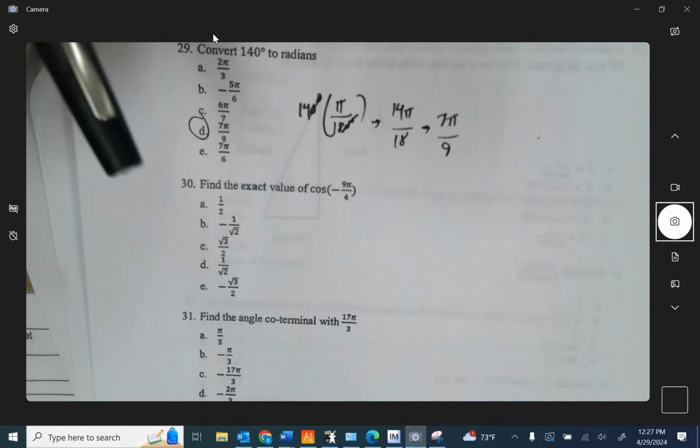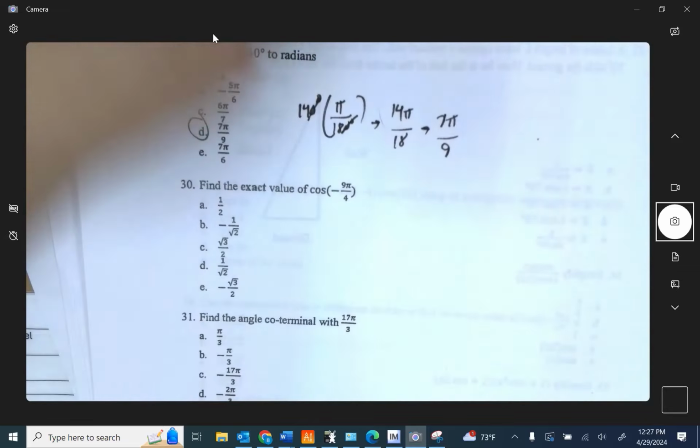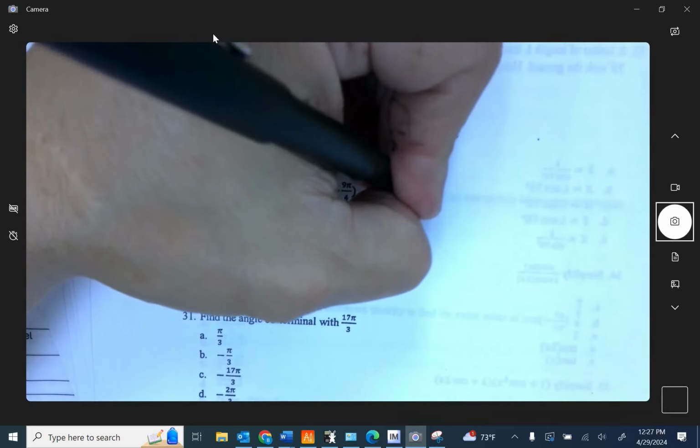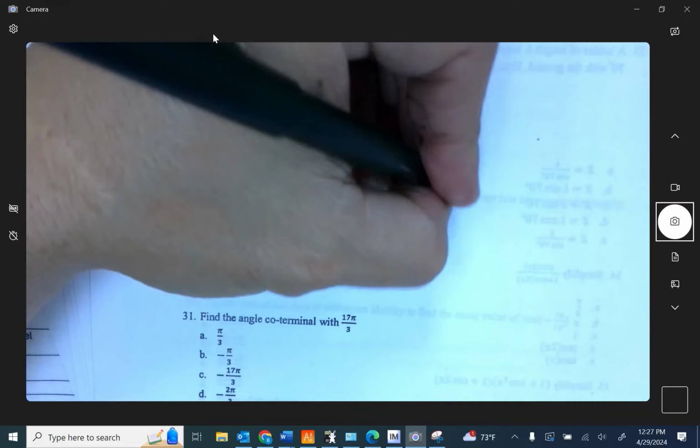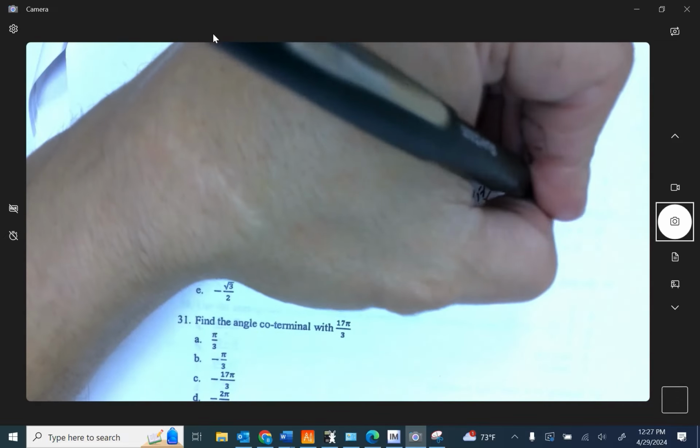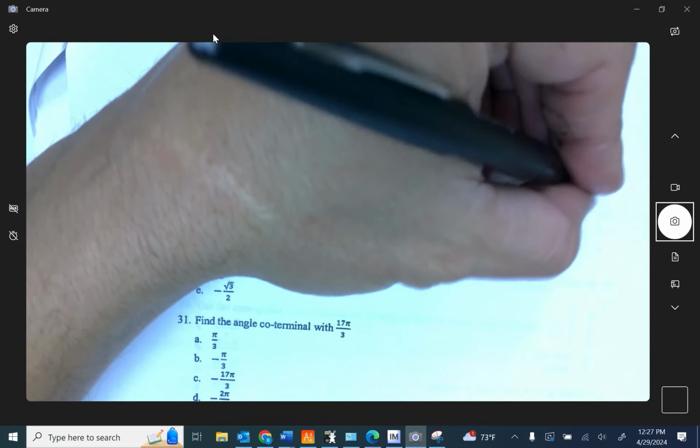Find the exact value of the arc cosine of negative 9 pi over 4. Now, I don't know if you remember this or not, but remember coterminality? You can add or subtract twice pi, or add and subtract 360 degrees. You can do one of the two. It's really up to you. You know, you can take Old Faithful here.